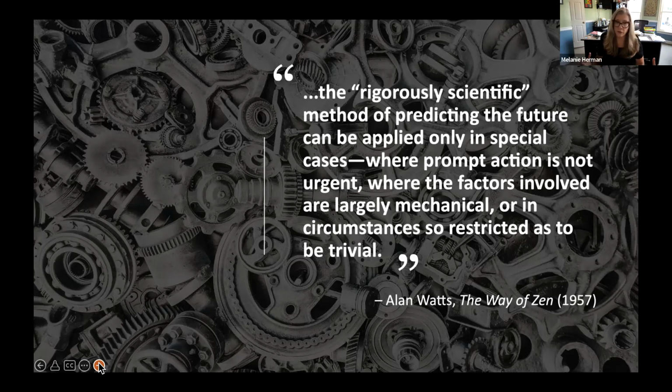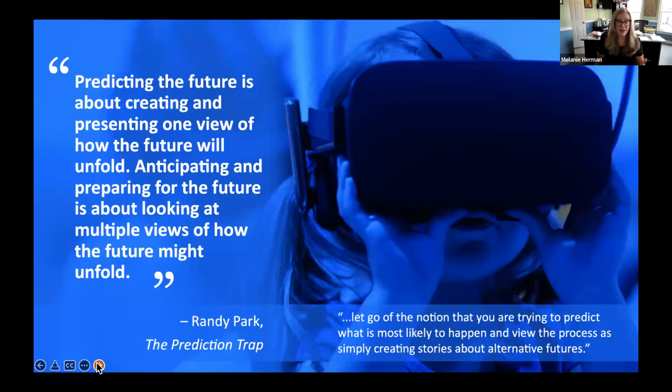This idea of alternate futures is so much more powerful. When you're trying to predict the future, you have to have so much information that there's very little room for uncertainty and variance. All right, this next quote is from Randy Park from that great book, The Prediction Trap. He says that when you predict the future, it's all about presenting one view of how things will unfold. Whereas if you anticipate and prepare for the future, you're looking at multiple views, right? Multiple scenarios, alternate futures, to use his term.